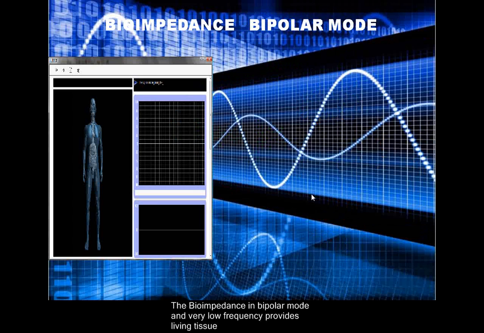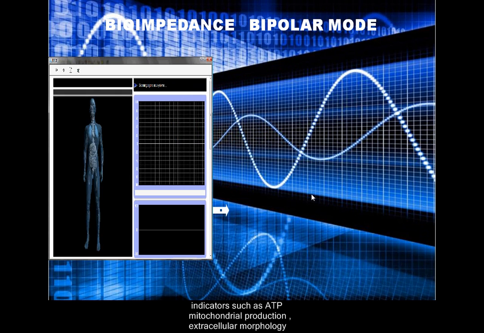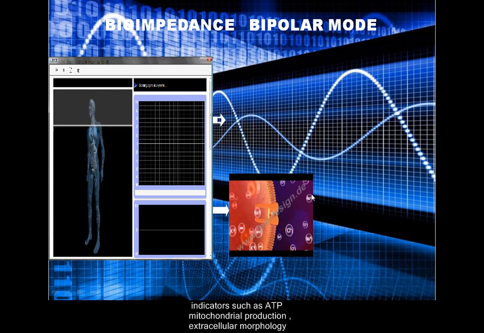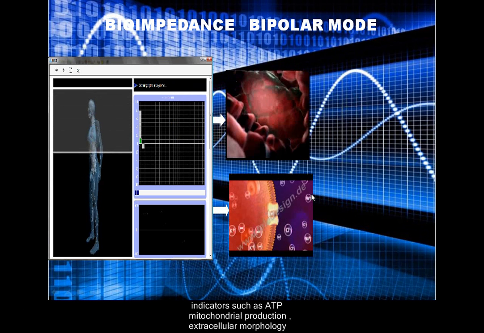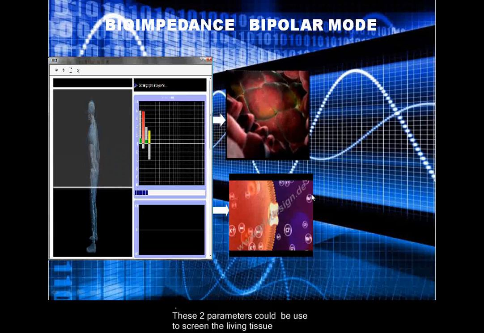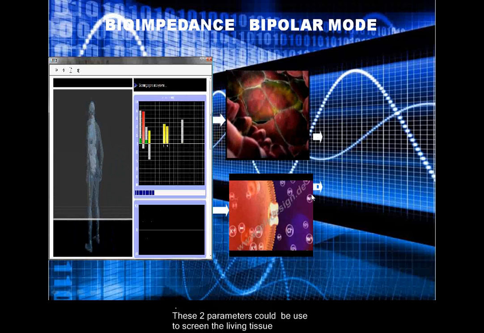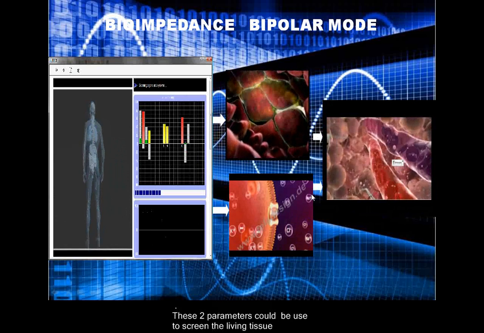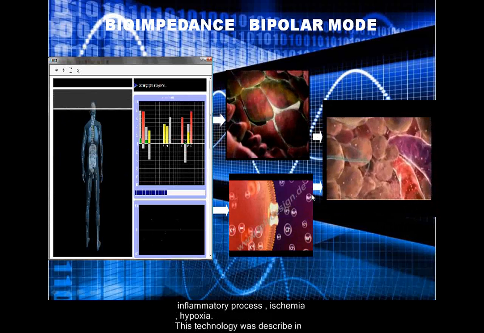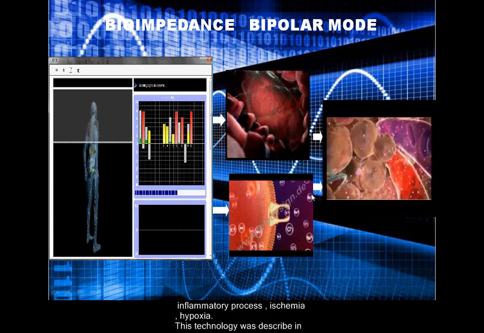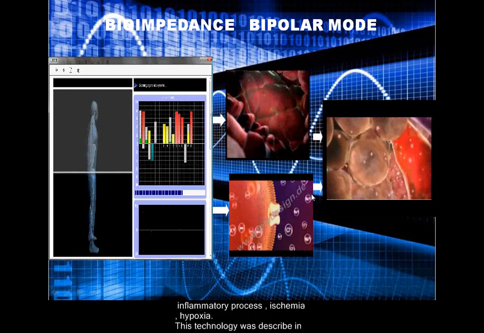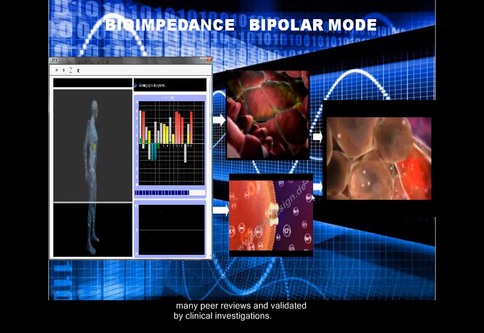The bioimpedance in bipolar mode and very low frequency provides living tissue indicators such as ATP mitochondrial production and extracellular morphology. These two parameters could be used to screen for living tissue damage, such as inflammatory process, ischemia and hypoxia. This technology was described in many peer reviews, and validated by clinical investigations.